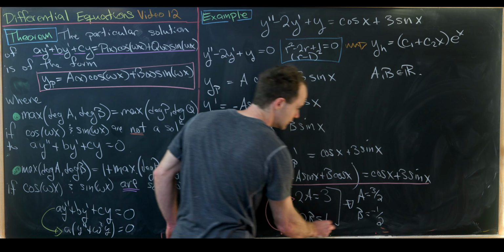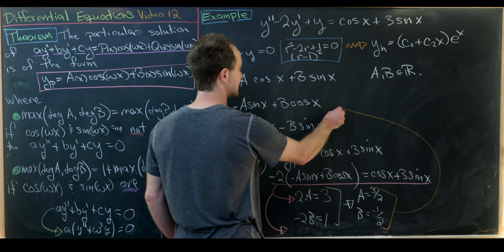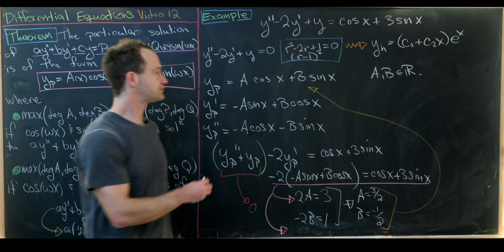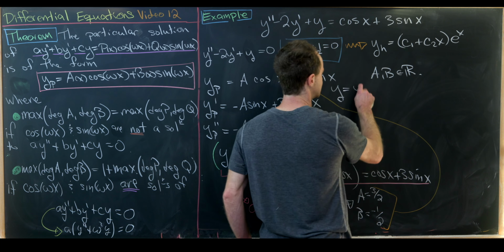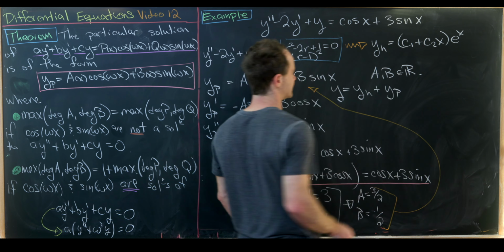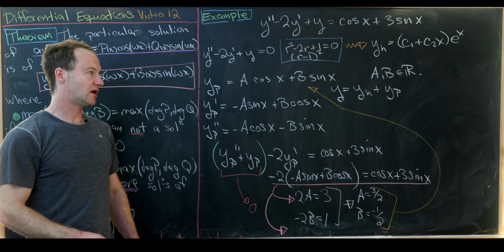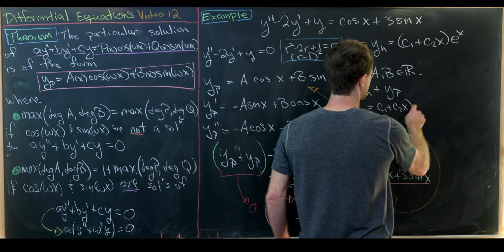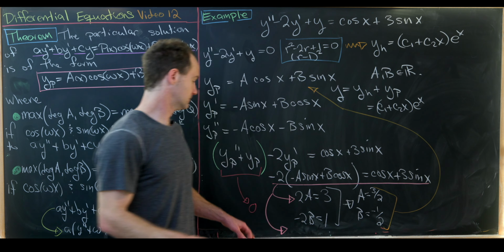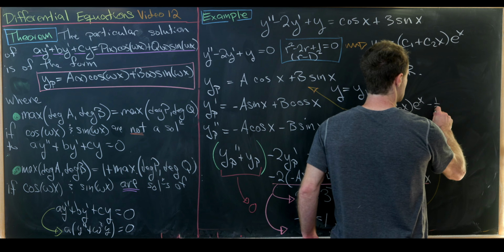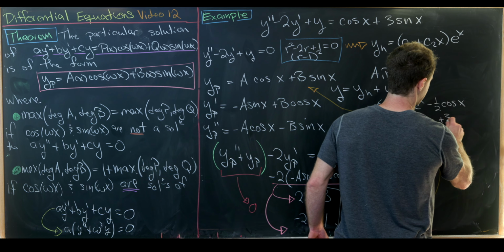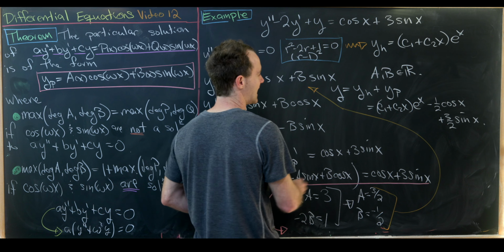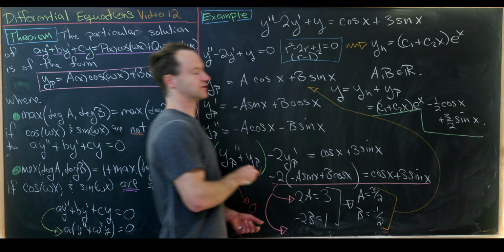Now we can take those two values and plug them back into our general form of our yp, and we'll have our solution. So notice that y will be equal to yh plus yp, so that'll be our solution. The homogeneous part plus the particular part. So in our case, that'll be c1 plus c2x times e to the x. And then we'll have minus half cosine of x plus 3/2 times sine of x. And that would be our final solution to this differential equation.